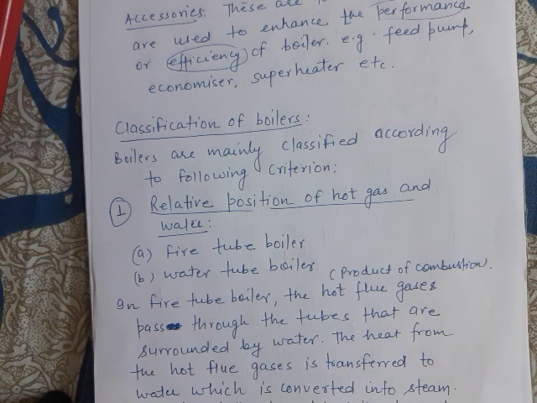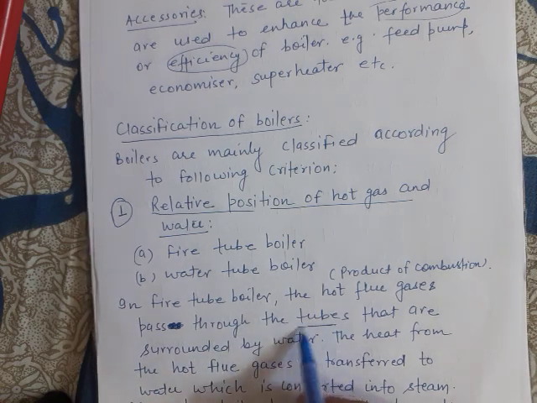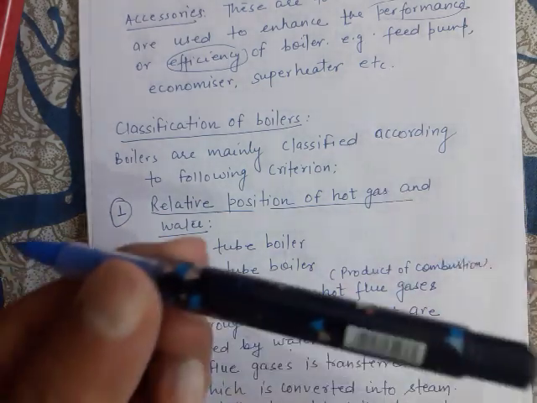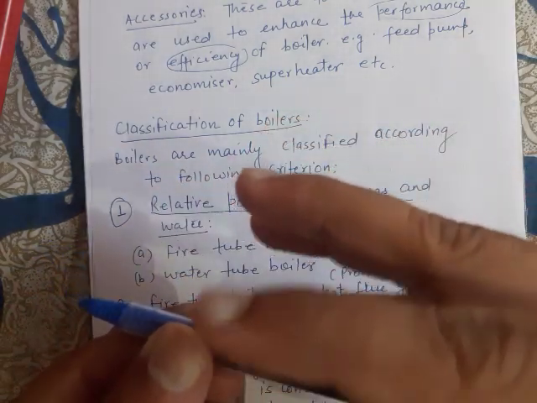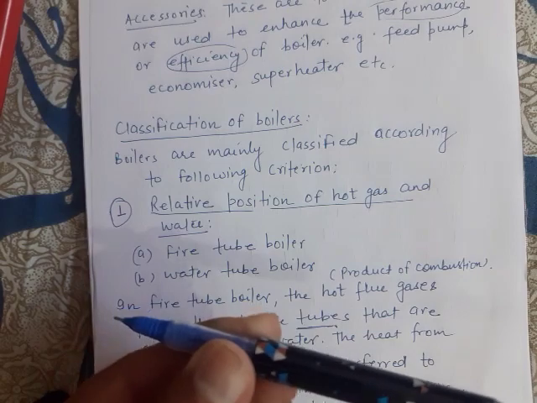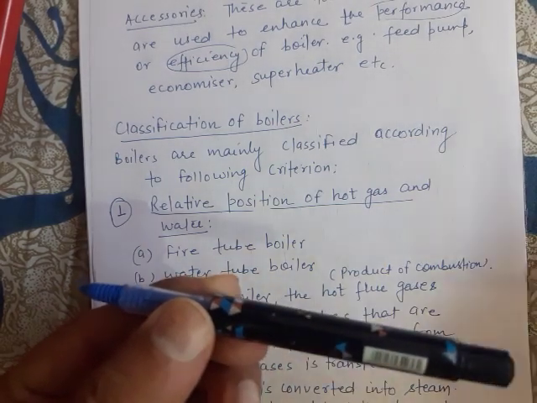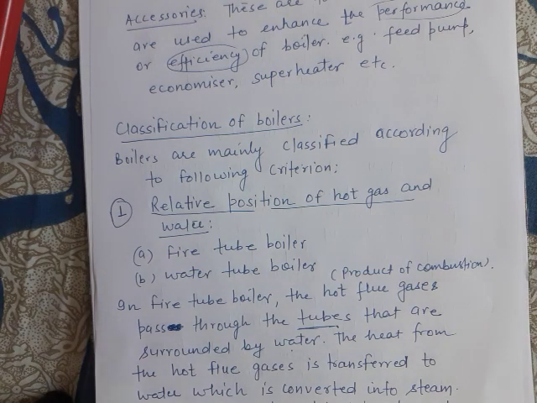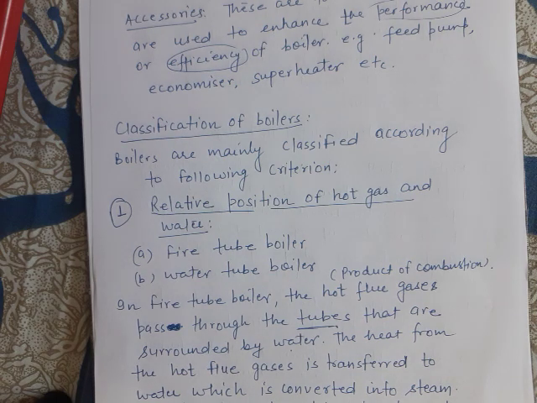In a fire tube boiler, please note the two points. One is shell, another one is the tubes. The hot flue gases which are generated through the combustion of the fuel flow through the tubes, and these tubes are always surrounded by the water. There are multiple tubes, and water is surrounding these tubes outside the tubes. Such an arrangement is known as fire tube boiler.